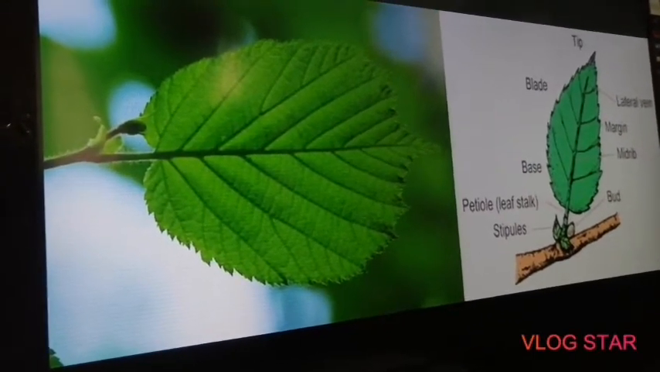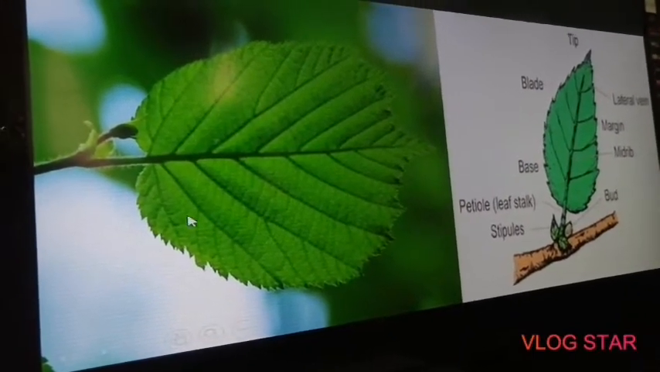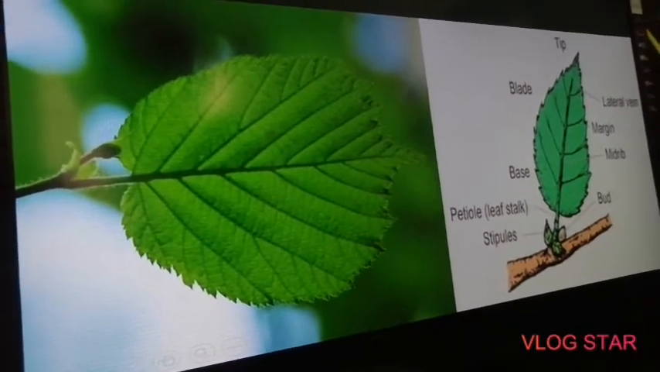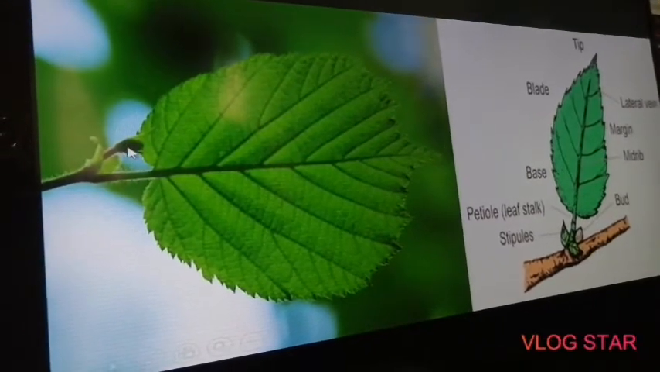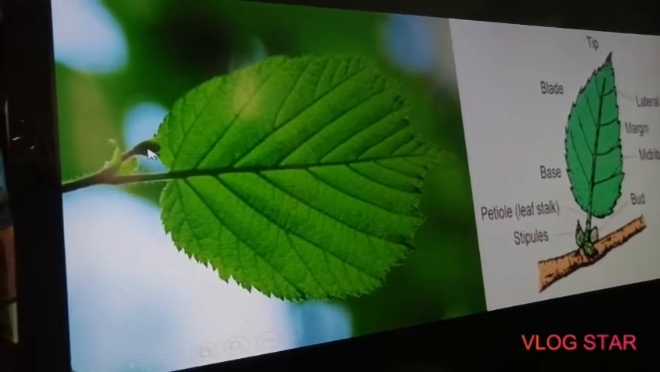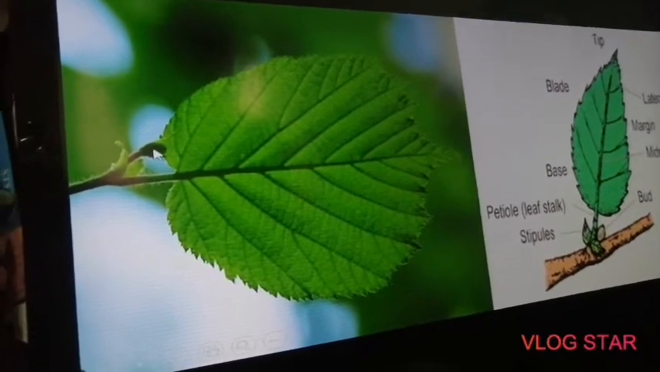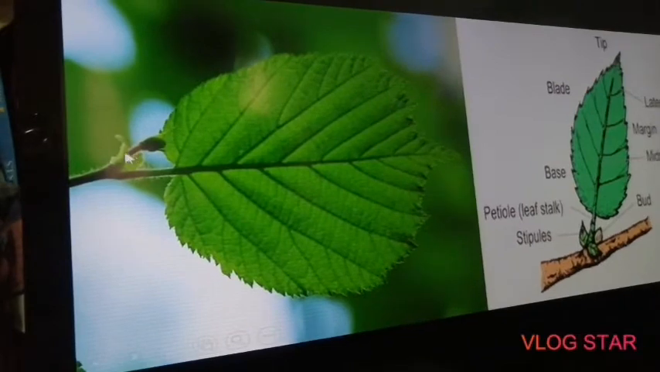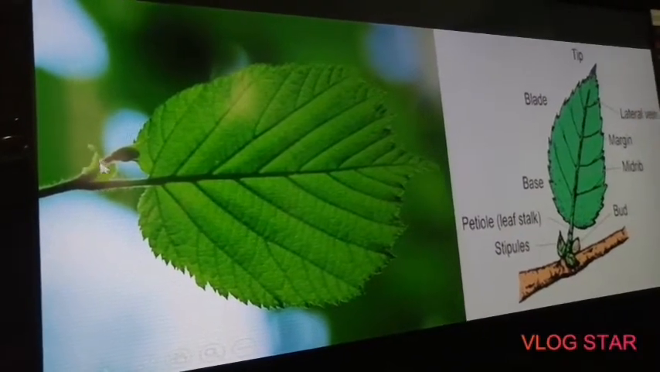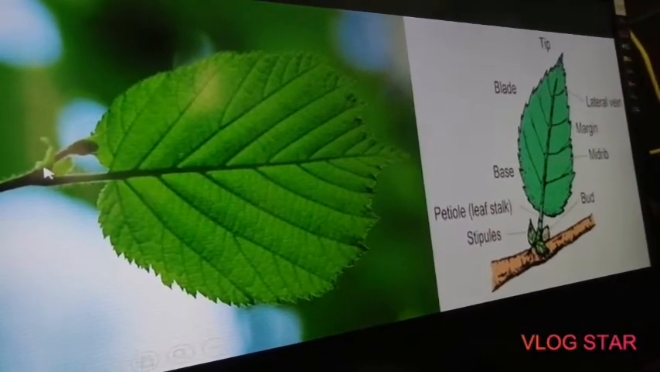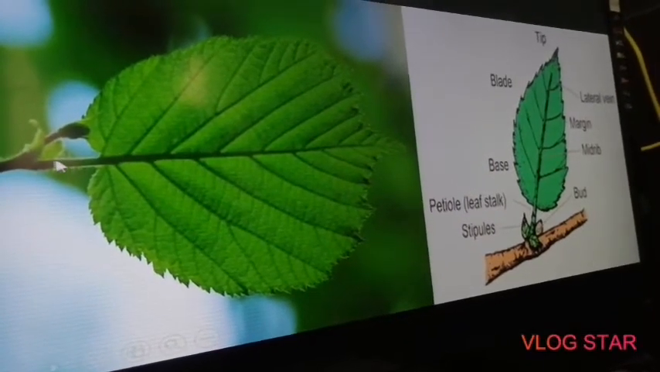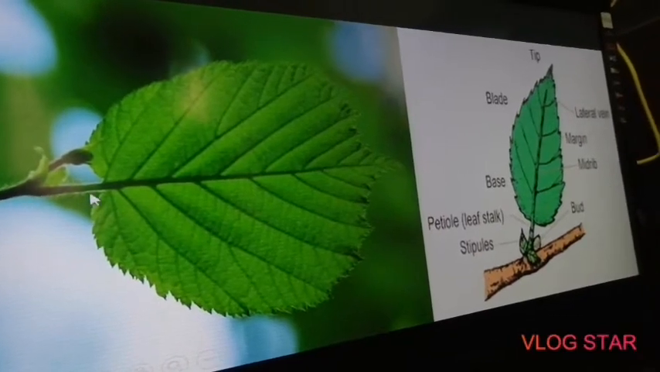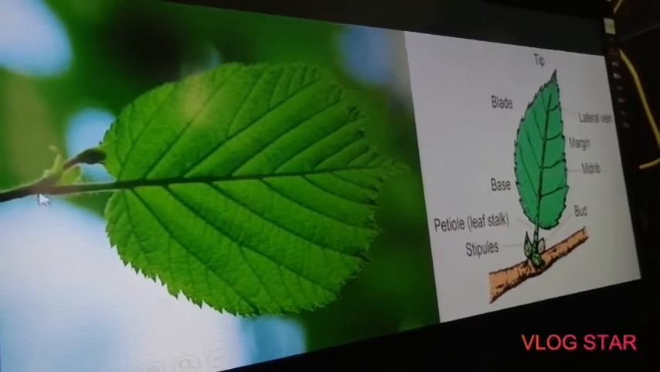Now coming on to this part, here we see bud and stipule. Can you see in this picture also we have a bud? The bud is not a flower bud. It is a new leaf which is starting to grow. Here we have stipules. These look like leaves but they are not leaves. Then we have this petiole. This part from here to here is called the petiole because it is connected to the stem.